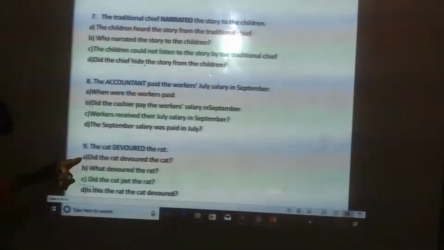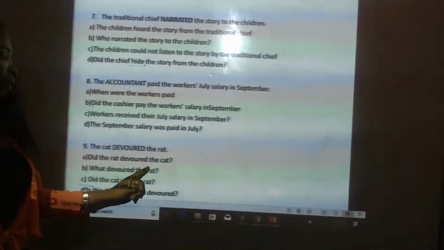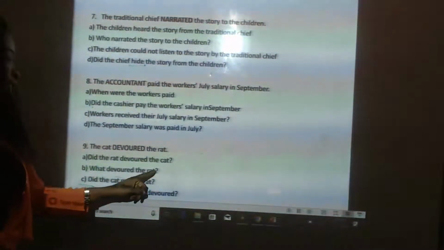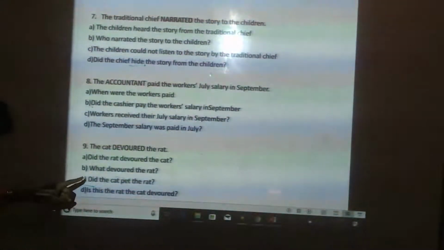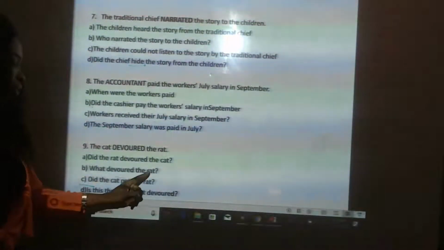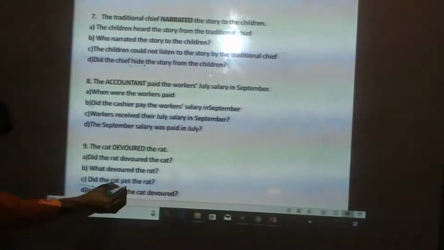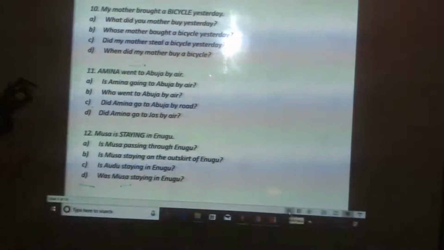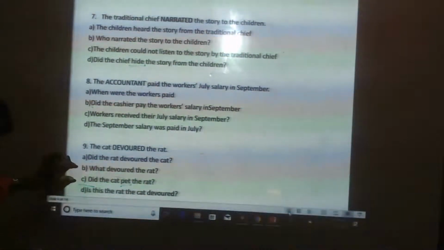The cashier. A, did the rat devour the cat? That's not the answer. B, what devoured the rat? That is not the answer. C, did the cat pet the rat? You can see that pet contradicts devour. It's just the opposite. So C is our answer. D, is this the rat the cat devoured? So our answer is still what? C.